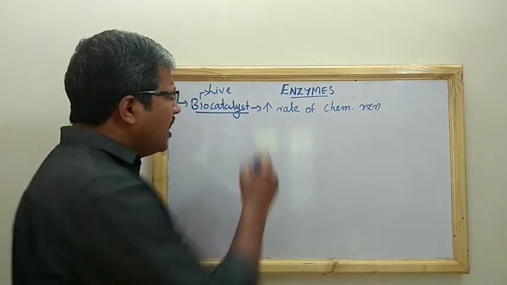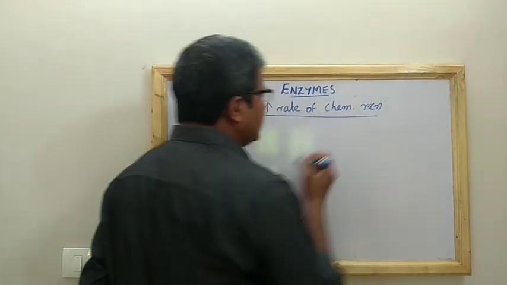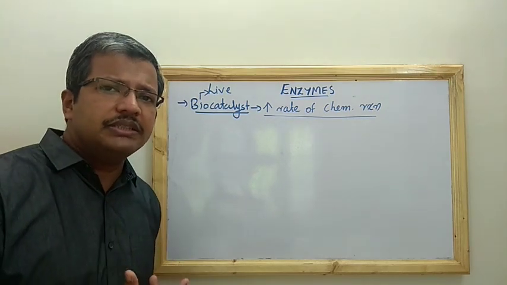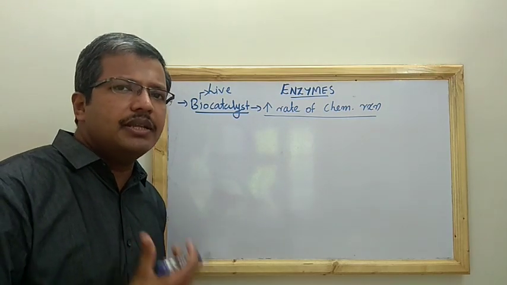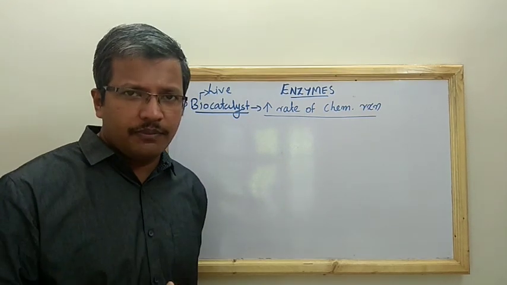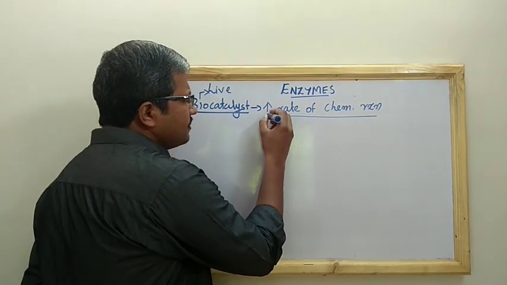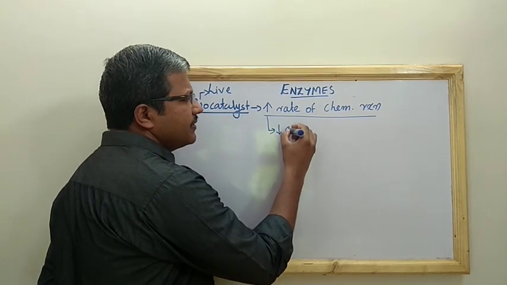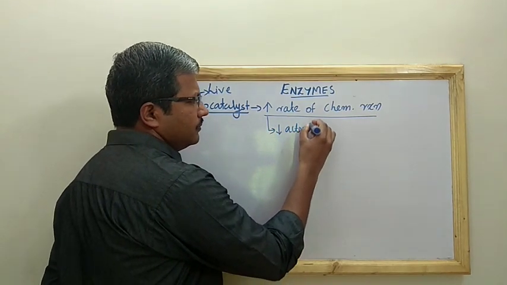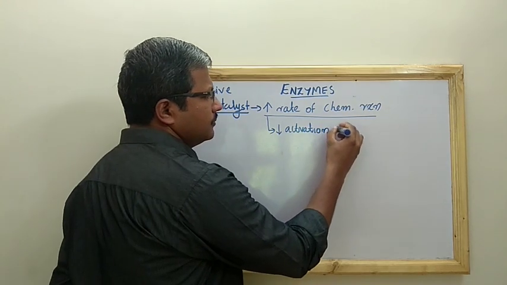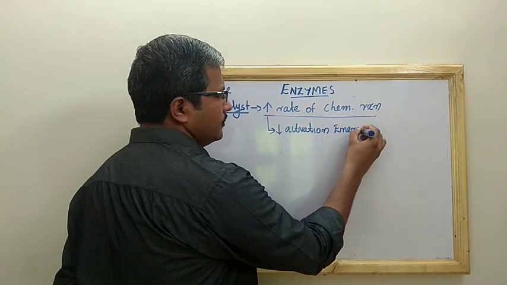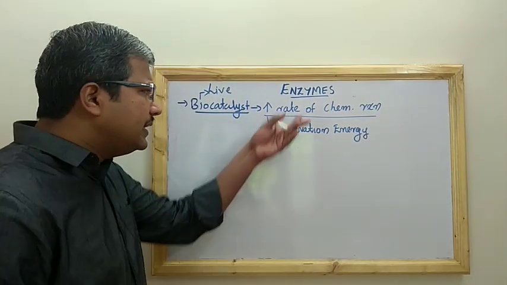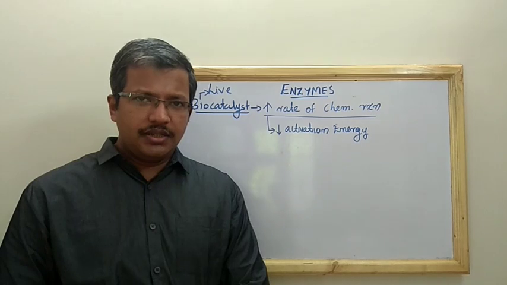Now the question is, how does this increase in the rate of chemical reaction happen? How can enzymes increase the biochemical reactions happening inside an organism's body? Actually it is by decreasing the activation energy. So enzyme increases the rate of reaction by decreasing the activation energy.